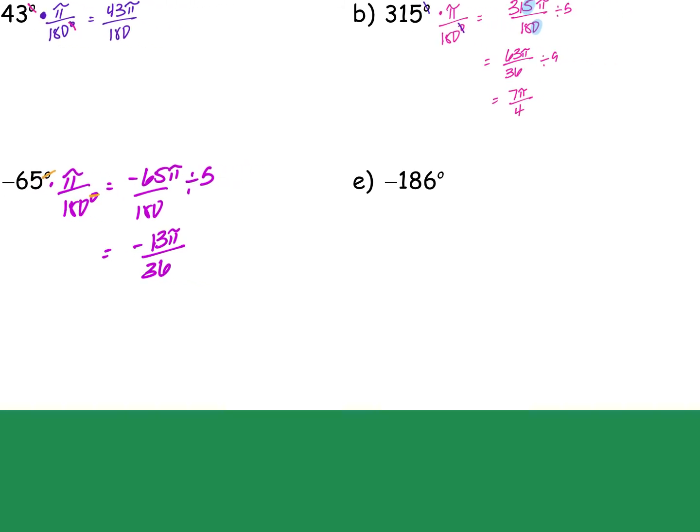And then we've got this, I'm going to multiply by pi over negative 180 degrees. The degrees go away. And I get negative 186 pi divided by 180. And let's see. I can divide by 2. So 186 divided by 2.